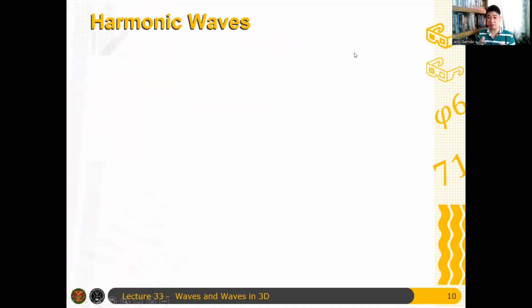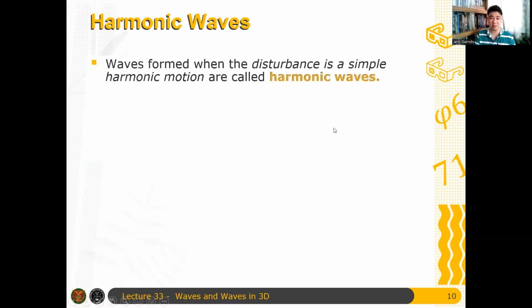So let's focus on one class of waves, which are harmonic waves. So harmonic waves are waves formed when the disturbance is a simple harmonic motion. Like for example, if you have a series of springs, ito yung pinaka-classic dito, ang tawag dito loaded string. So may spring ka dyan, may spring ka ulit dyan, and so on. Dito actually nagsa-start yung wave equation derivation, pero hindi natin pag-uusapan yon.